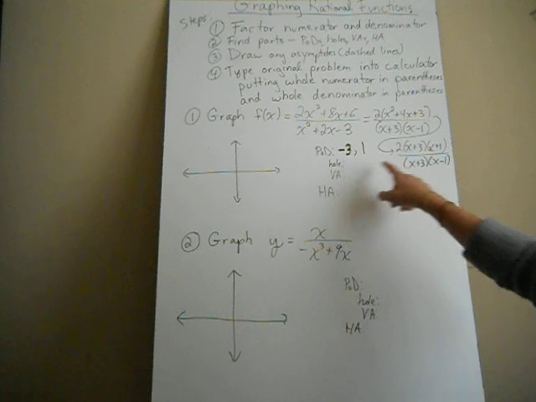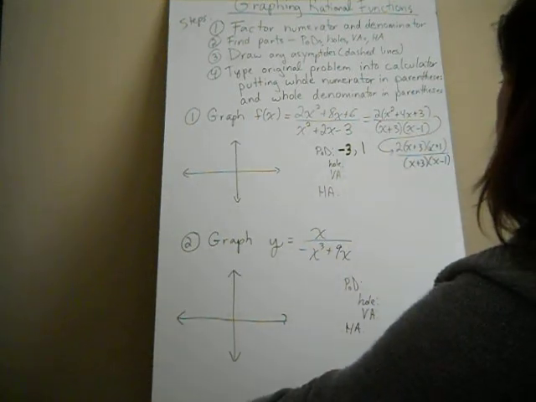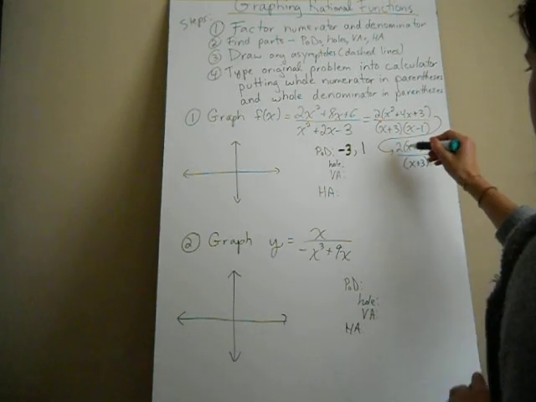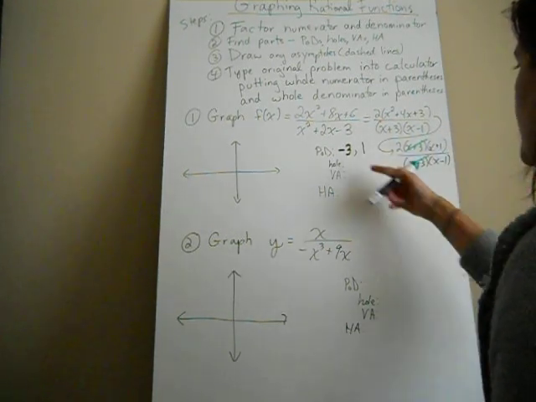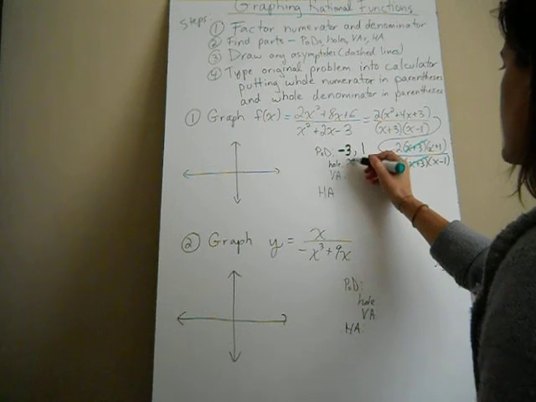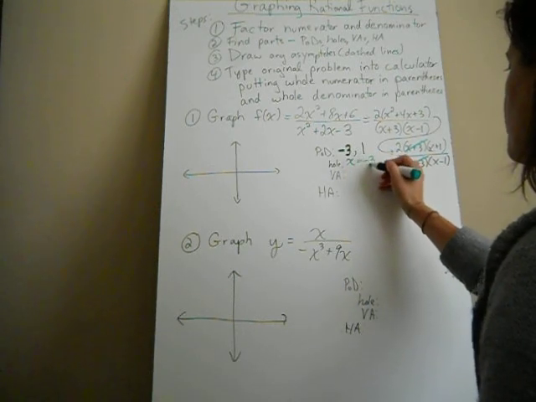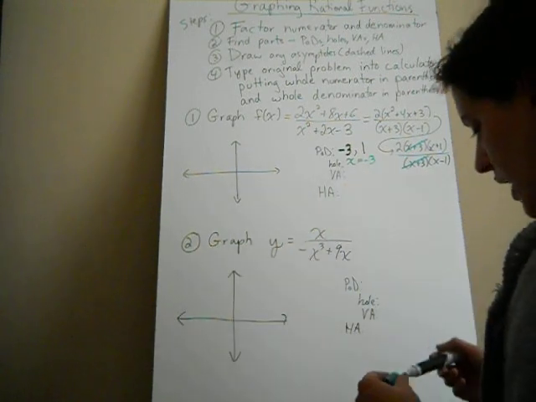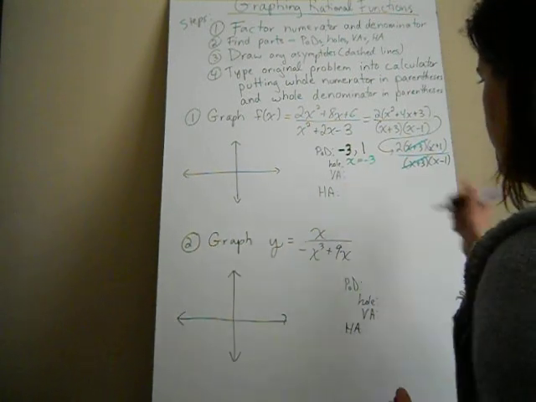With holes, we're looking at whether anything could have been reduced or simplified here that would cancel out. Since that x plus 3 could cancel with that x plus 3, that means we have a hole at x equals negative 3. And since that didn't cancel, that means we have a vertical asymptote at x equals 1.